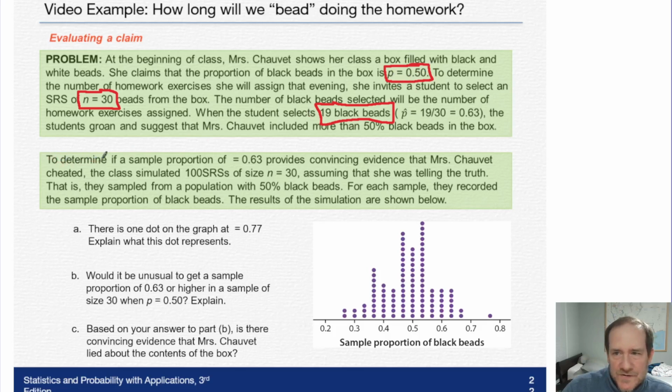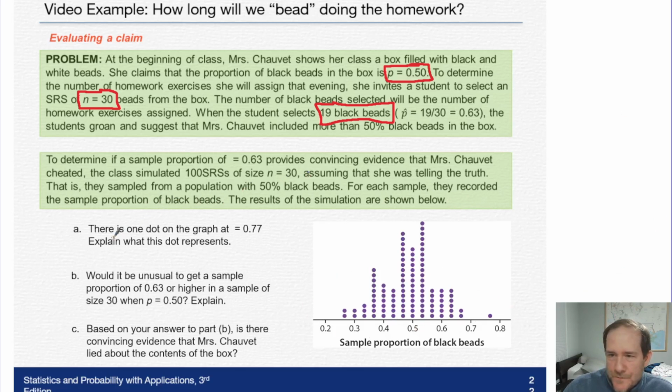So to continue reading, it says, to determine if a sample proportion of 0.63, that's the 19 out of 30, gives us a 0.63 sample proportion. Does that provide convincing evidence that Mrs. Chauvet cheated? To figure it out, the class simulated 100 simple random samples of size 30, assuming that she was telling the truth. That is, they sampled from a population that really did have 50% black beads, and for each sample they recorded the sample proportion of black beads. The results of the simulation are shown below.